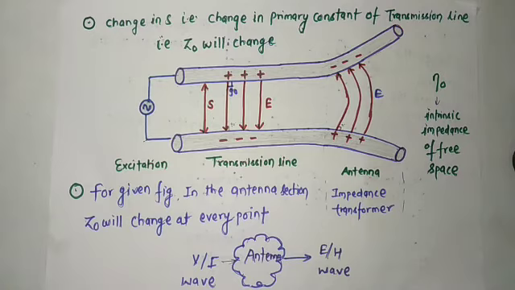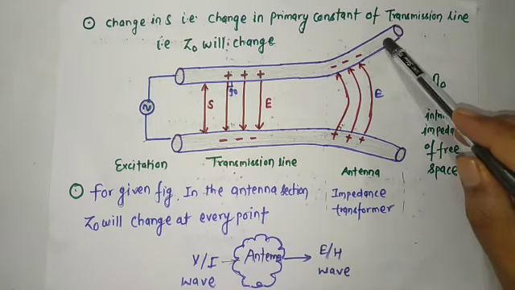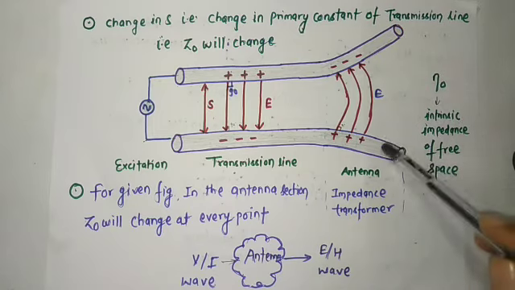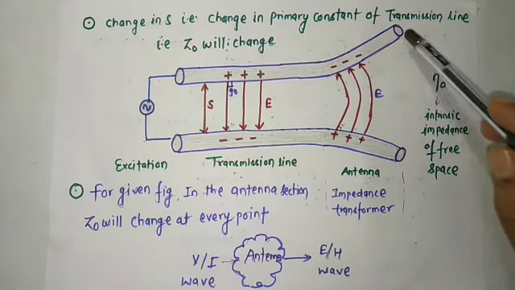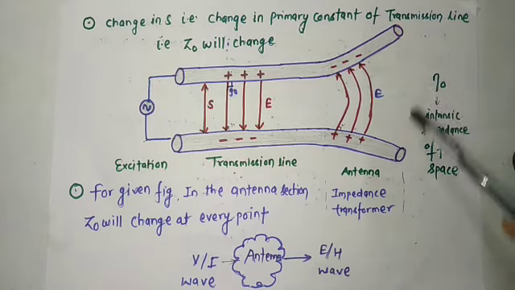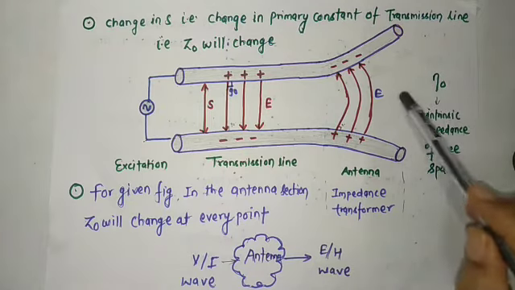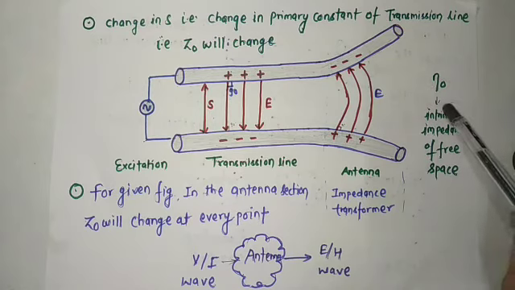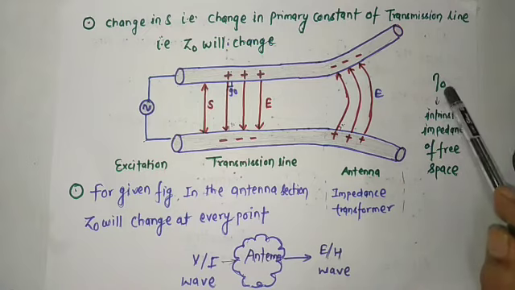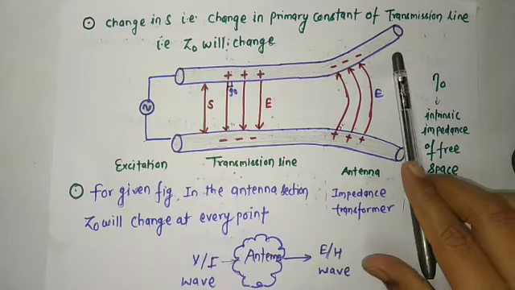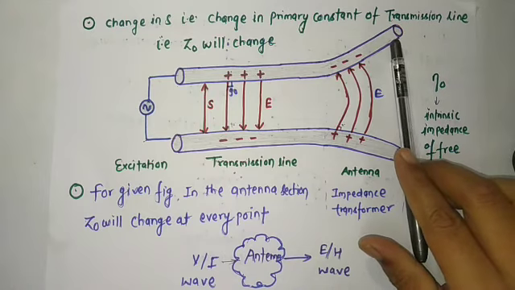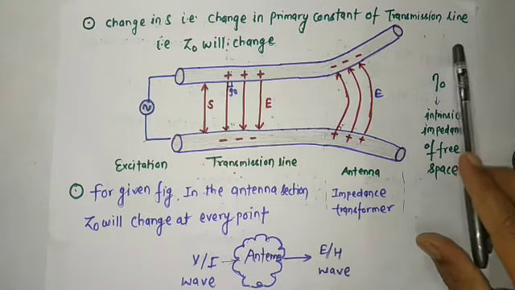How can we make antenna from the transmission line? The key point is flaring of the structure. Whenever we flare the structure, the characteristic impedance at every point will change. At this end the characteristic impedance may be equal to the free space impedance. And whenever you get this condition, then energy which is inside of the transmission line will be transferred to the free space. This is the key point.